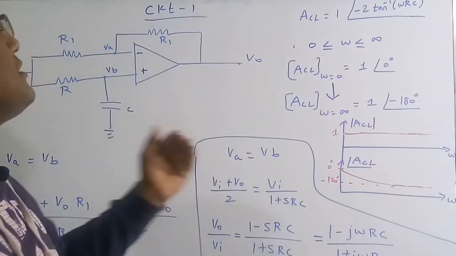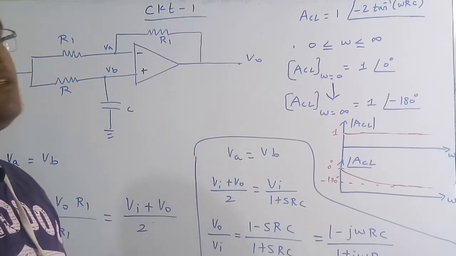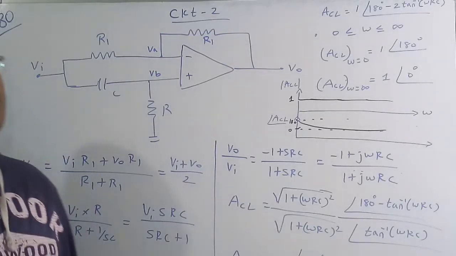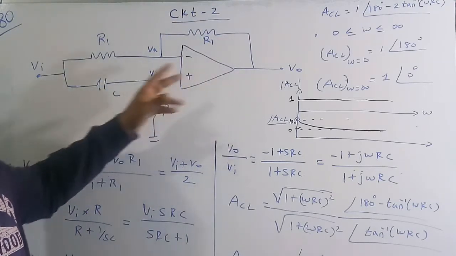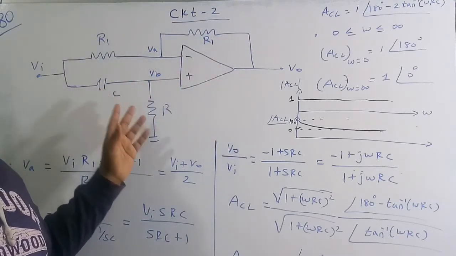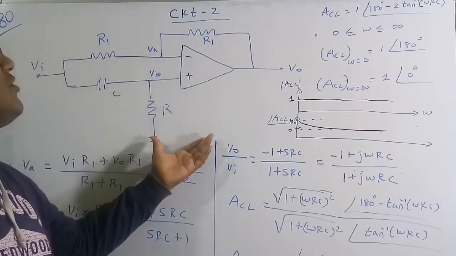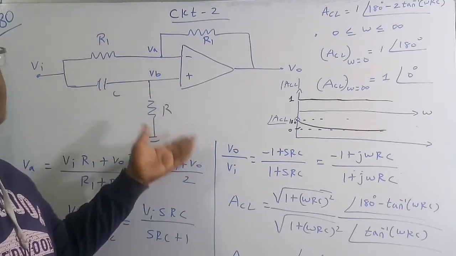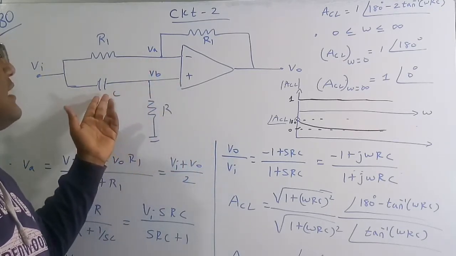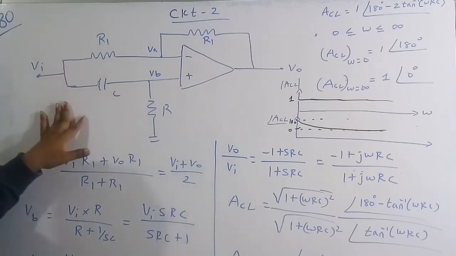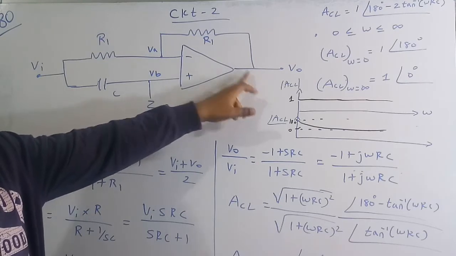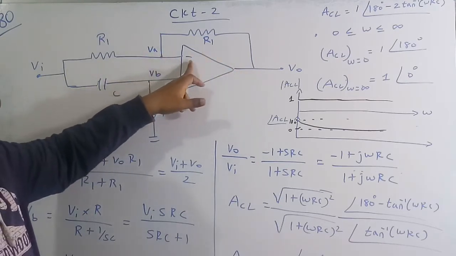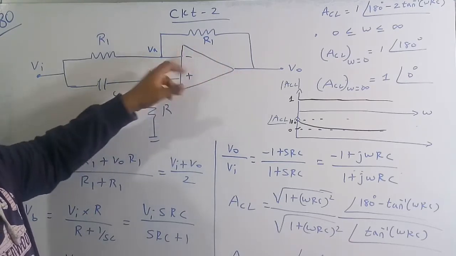So now we will discuss the other circuit of the all pass filter. This circuit is also called an all pass filter. We just interchange the capacitor and resistor of the previous circuit, replacing R with C and C with R. Here it is also a negative feedback circuit, because we take the output and give it to the non-inverting terminal. So it is a negative feedback circuit.